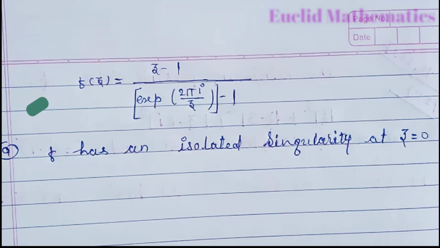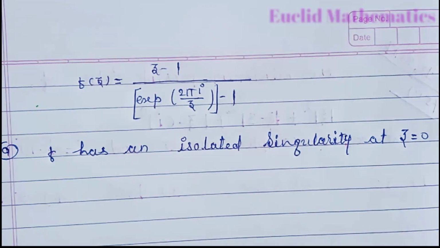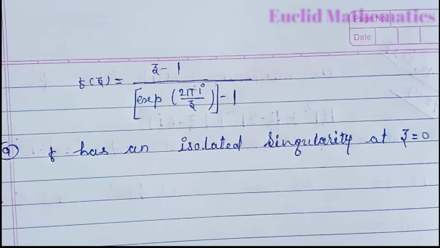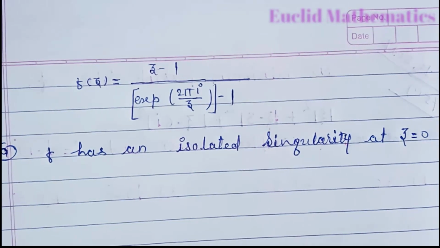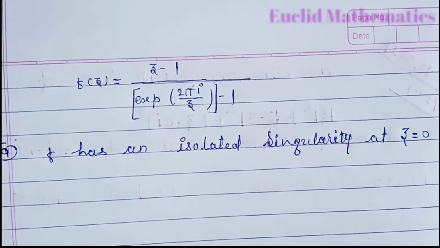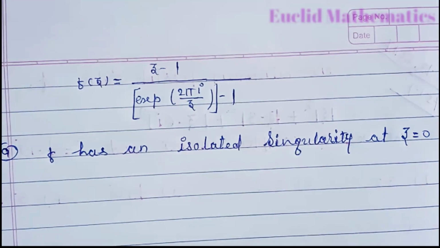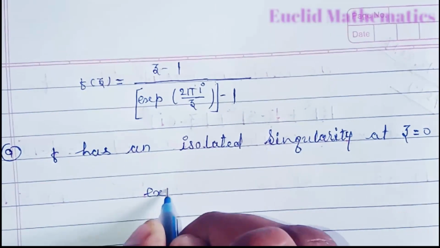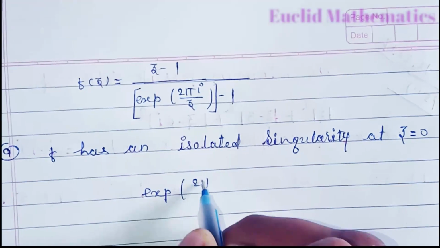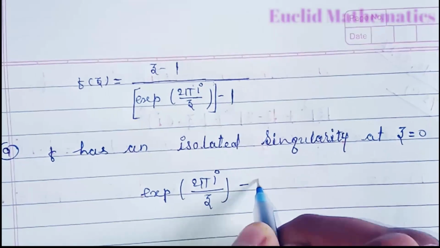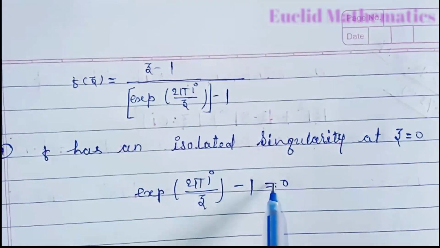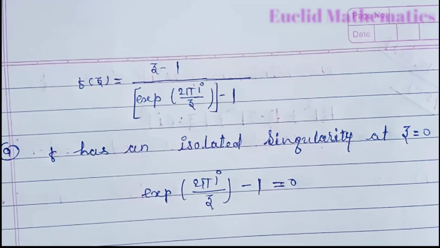So here we have to check which singularity exists in f of z. That is, we will check for pole, removable singularity, branch point, or isolated or non-isolated essential singularity. Now first let's check for the pole. Now we know that the poles come only from the denominator. When we substitute denominator 0 for our function, then we get the pole of our function. Now put the denominator 0, that means exponential of 2 pi i divided by z minus 1 is equal to 0.